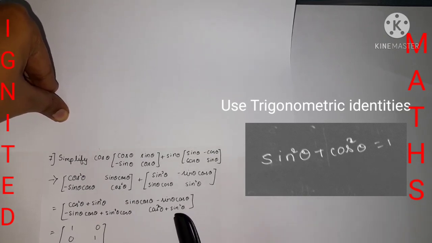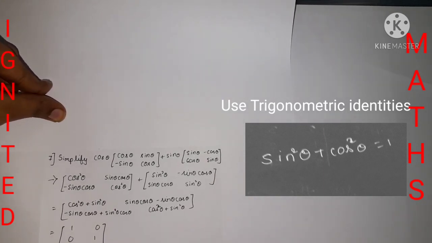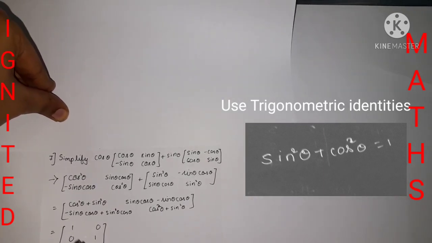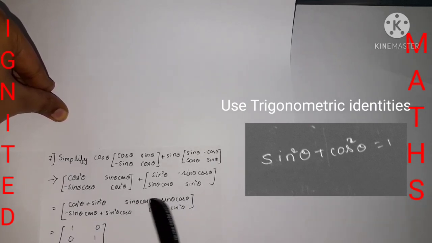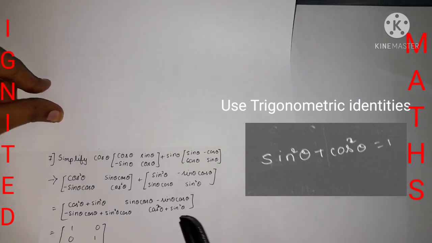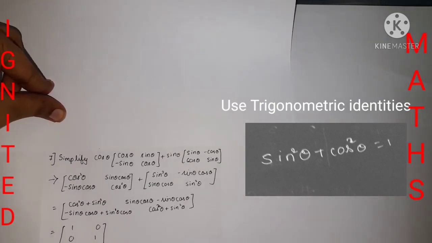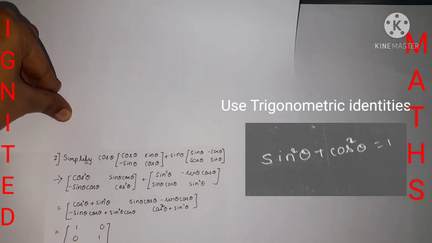Now we know the formula, by the trigonometric identities, sin square theta plus cos square theta is nothing but 1. And sin theta cos theta minus sin theta cos theta, this is in positive form, this is in negative, so they cancel and it is 0. Over here also you can see sin theta cos theta minus sin theta cos theta cancel, and you will get the answer 0. Cos square theta plus sin square theta is nothing but 1. This is how we are simplifying the trigonometric functions of the matrices.